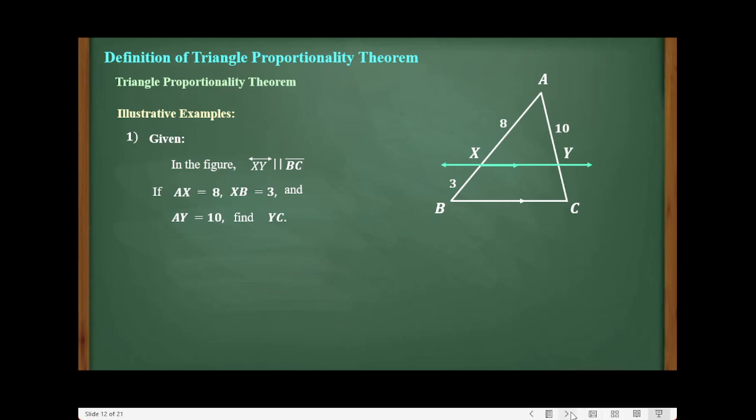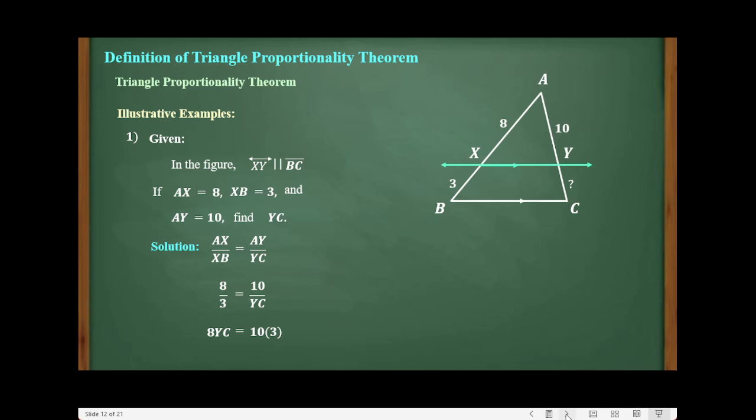So basically, we're going to apply what we have just learned about the triangle proportionality theorem. For our solution, AX is to XB as AY is to YC. So we just directly substitute the given lengths of those segments into this proportion in order to compute for the length of segment YC. And this is the resulting equation.